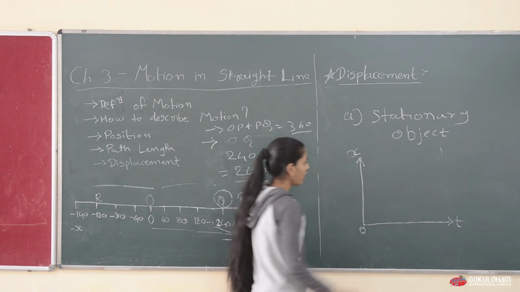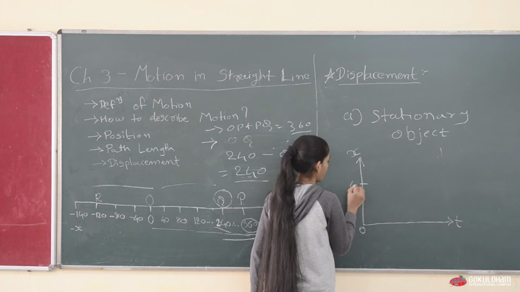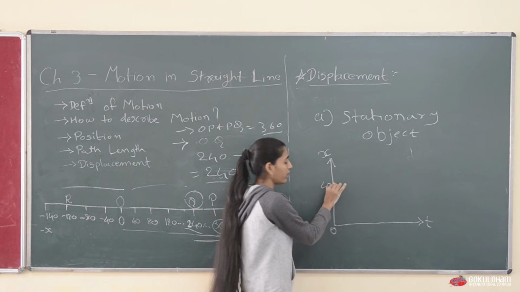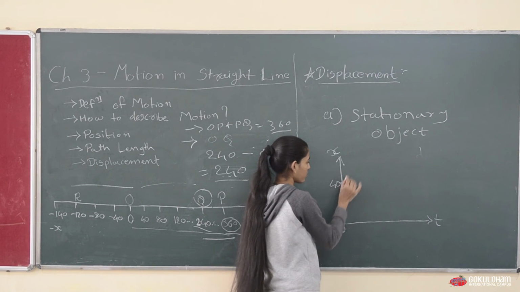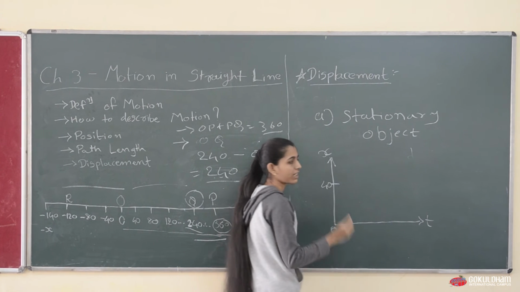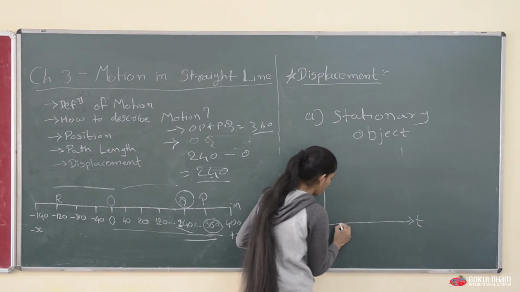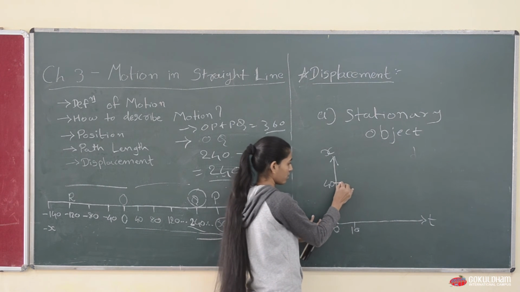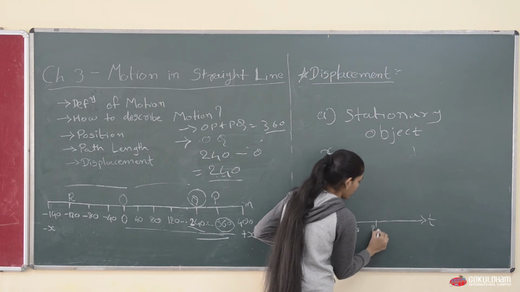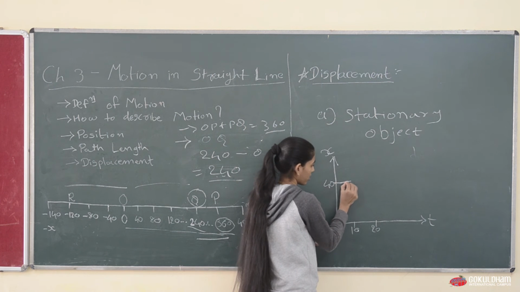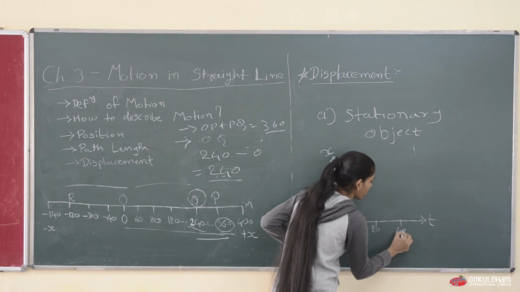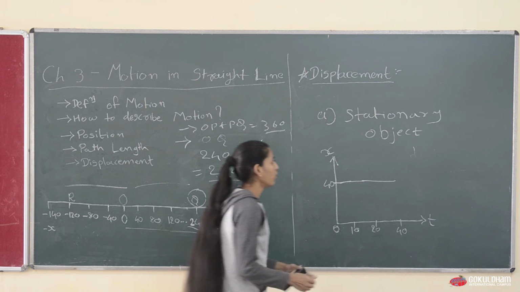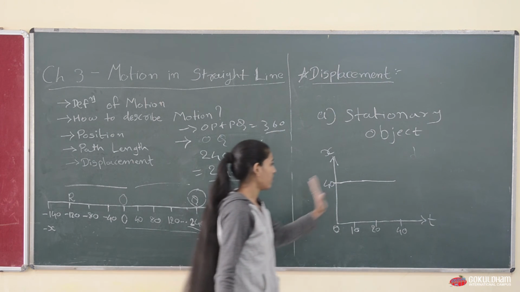Let us assume that our car is at this position, which is 40, and as it is a stationary object, it will remain at 40 and does not go up. So it will remain at 40, but as we know that time will change itself, up till, let's say, 10 seconds, the car is stationary, so it will be at 40. At 20 seconds, the car will be at this point only, it does not go upward. At 40 seconds also, the car will be at this position only and does not change its position. So the graph for a stationary object will be a straight line.